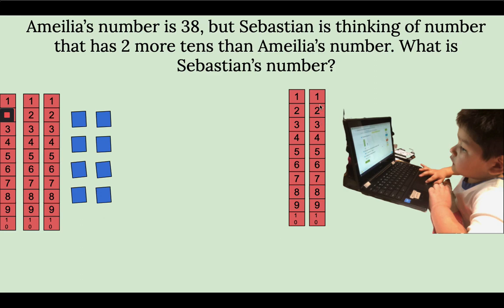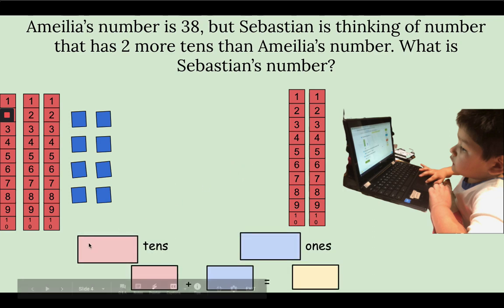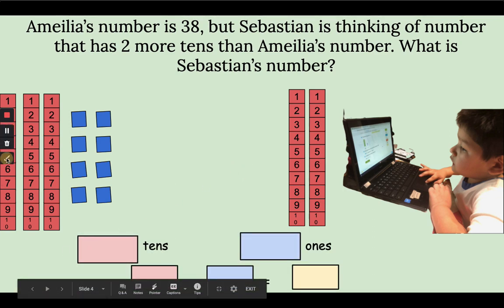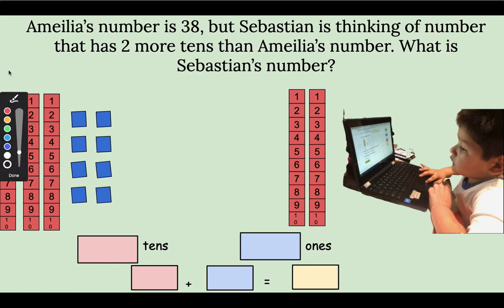Now remember, these 2 groups of 10, this is not the number Sebastian's thinking of, but what we're going to add to Amelia's number. So let's break this down. So now we want to take a look. What is the total number of tens? Well, Amelia's number, 38, has 1, 2, 3 groups of tens. Let's keep going. Sebastian's is 4 groups of tens and 5. So we're counting all of them, the total groups of 10.